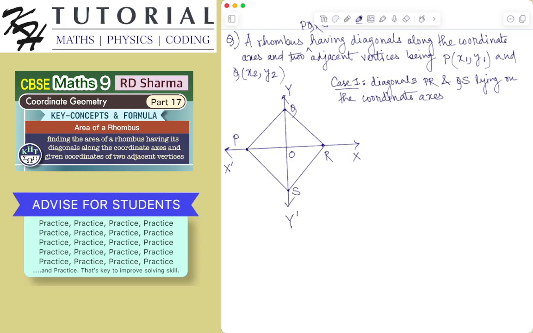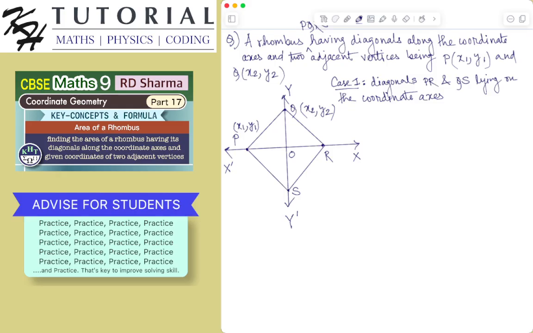So the coordinates of the point P are given as x1, y1, and the coordinates of the point Q are given as x2, y2. P and Q are two adjacent vertices of the rhombus. Okay, so how do we find the area of this rhombus?